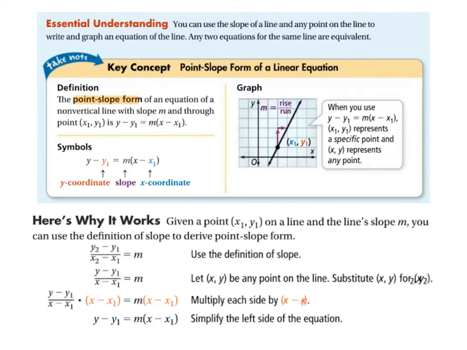Okay, so the big takeaway here is that if you know a point and you know the slope, you can write an equation in this form. Or if you know 2 points, you can calculate the slope, because we know how to calculate the slope from 2 points, as we see down here. Then we could use one of them and the slope we found to write this form. Let's try this.